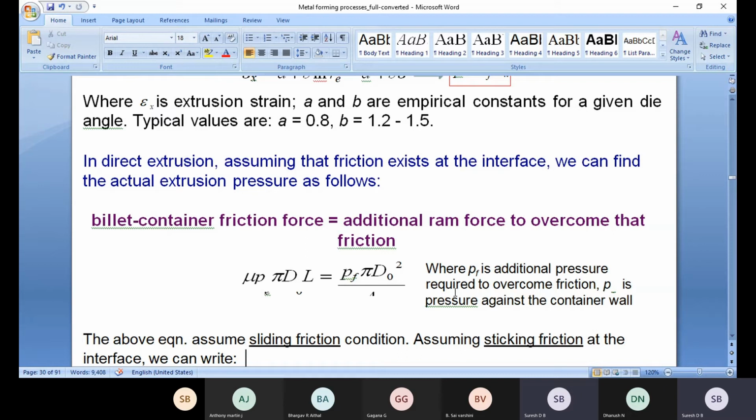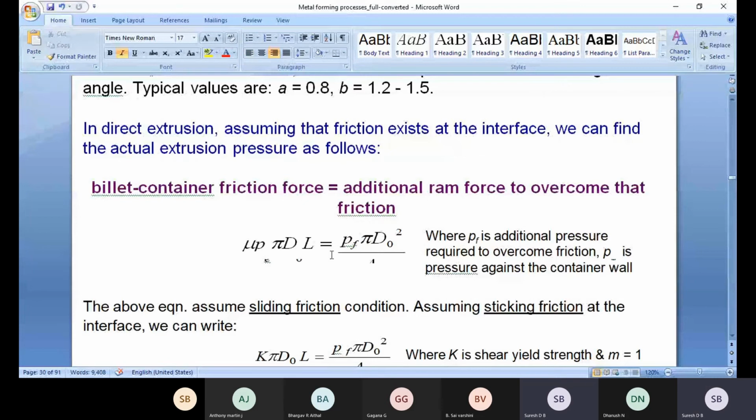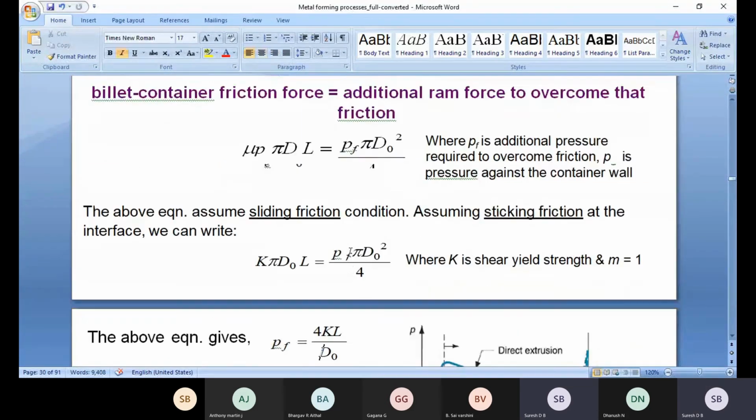Okay, without friction a small amount of force is required. With friction, maximum load or force is required. Okay, this is the difference between p suffix f and p. P is nothing but without friction. P suffix f means with friction, force is required. Okay.